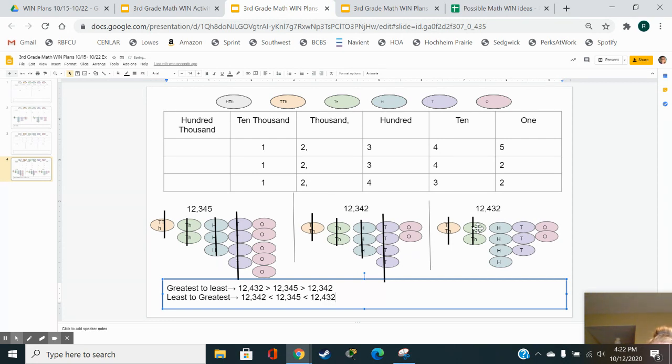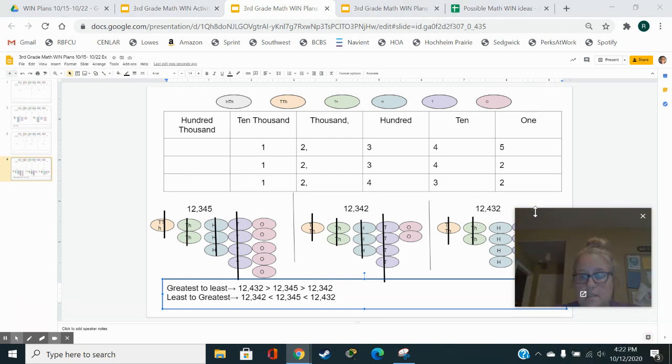So in a moment, you are going to get your paper and you are going to do the same thing. You are going to order 2 sets of numbers and you are going to compare 2 sets of numbers. If you have any questions, please ask your teacher.